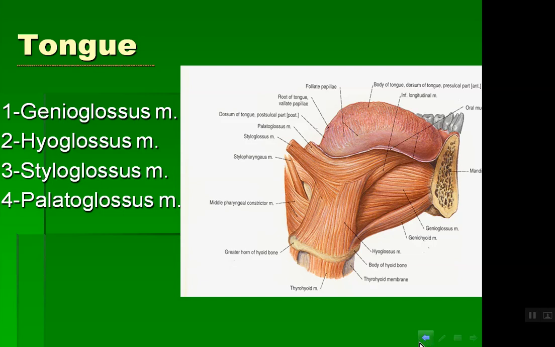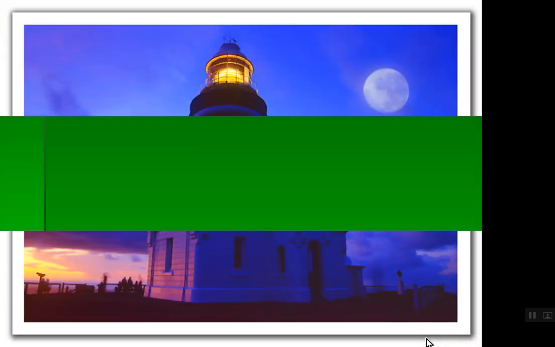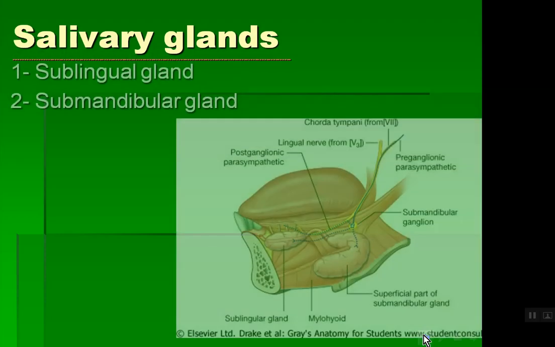And of course palatoglossus. And here you can see in the inferior aspect of the tongue we have some fimbria, some ducts for the glands near the tongue, like the sublingual and submandibular glands, which are visible here. Let's go to the salivary glands.